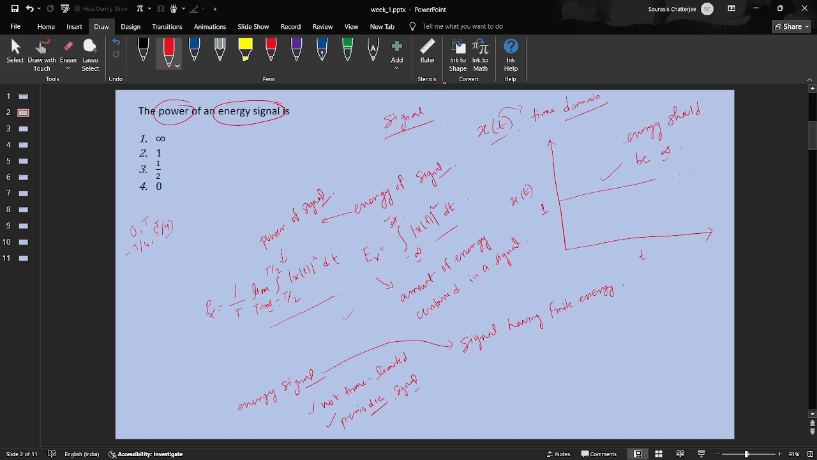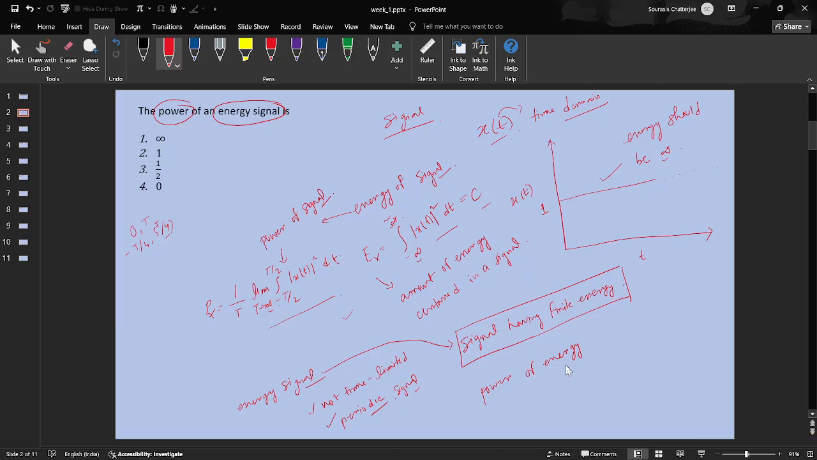That means this ex here takes some value c which is a finite value. Basically it doesn't go to infinity. So we know now energy signals are those signals which have finite energy. Good enough. So now with this knowledge, we have that it's going to have a finite energy. Can we comment anything about the power of an energy signal? That is the question here.